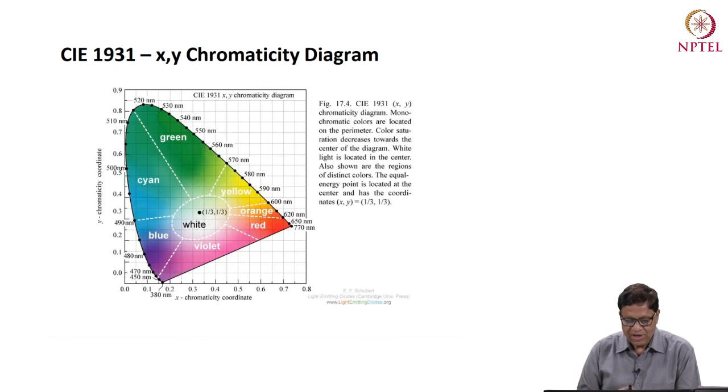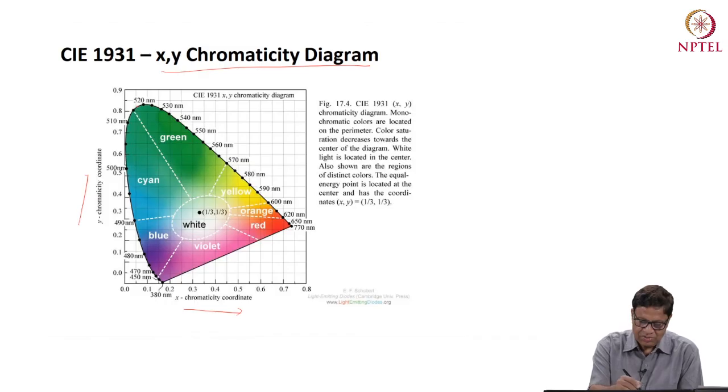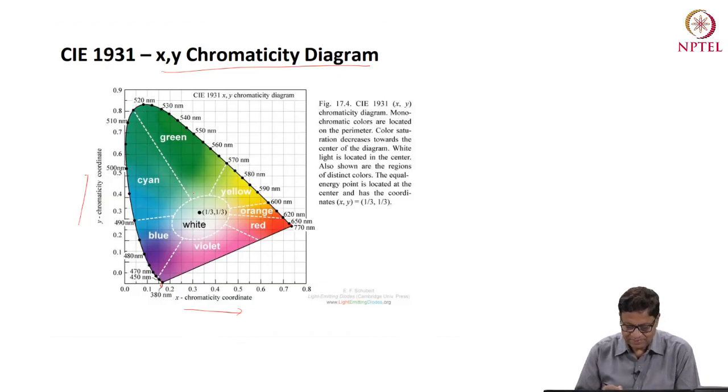So finally what we get is the CIE XYZ chromaticity diagram. In this diagram you see the x coordinate and the y chromaticity coordinate, and on the edges you will see the monochromatic light. As you move towards the center, the color saturation is decreasing, and in the center, where you have all the components of X, Y and Z, you actually get white light.